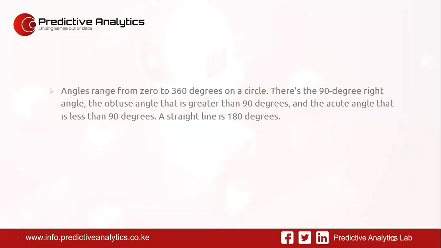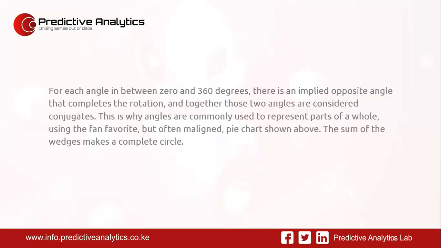Angles range from 0 to 360 degrees on a circle. There's the 90-degree right angle, the obtuse angle that is greater than 90 degrees, and the acute angle that is less than 90. A straight line is 180. I think that's a repeat. Sorry.